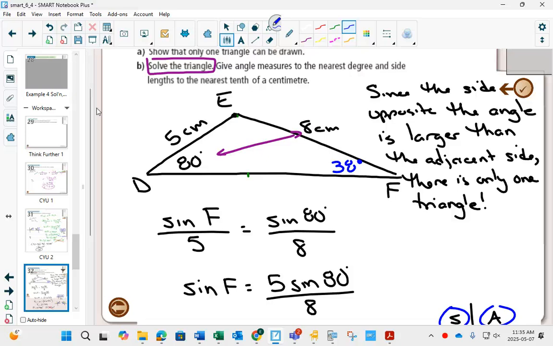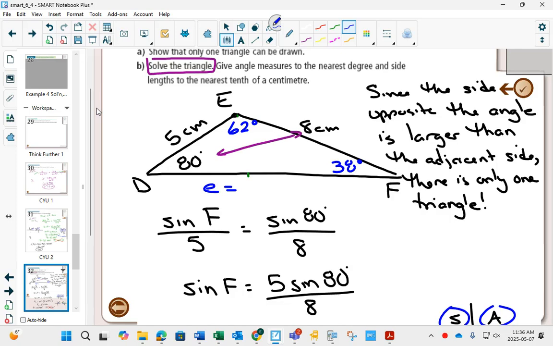So you could go to your calculator and subtract them. It's going to be 180 minus 80 is 100. 100 minus 38 is 62. So that angle has to be 62 degrees. Now I look at my triangle again. Have I solved for everything? No, I still need something here.